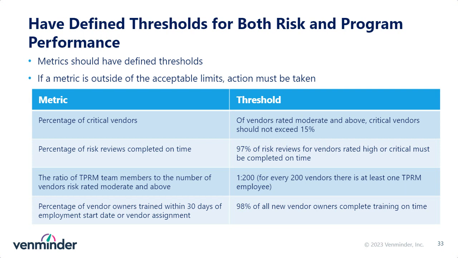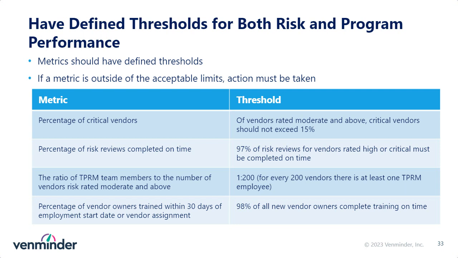Percentage of risk reviews completed on time. So maybe we say 97% of our risk reviews for vendors rated high or critical have to be completed on time. If they aren't, then we do root cause analysis, we outsource reviews, whatever it takes to get back in that acceptable threshold. Maybe the ratio of third-party risk management team members to the number of vendors rated moderate and above is 1 to 200. So for every 200 vendors that are moderate and above, we have at least one full-time employee. If we get beyond that, we need to get some contracting help, we need to outsource, we need to do something.